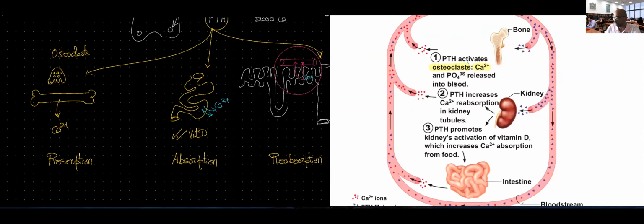Second action for PTH would be to act on the kidney tubules, enhancing calcium reabsorption. And again, which part of the kidney tubules am I acting on? Which part is going to be hormonally controlled? It's going to be my distal convoluted tubules.